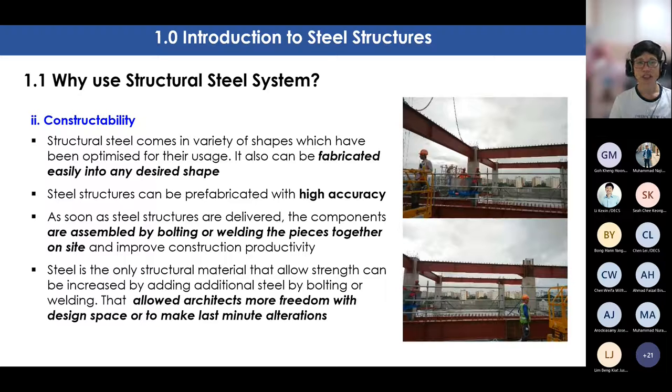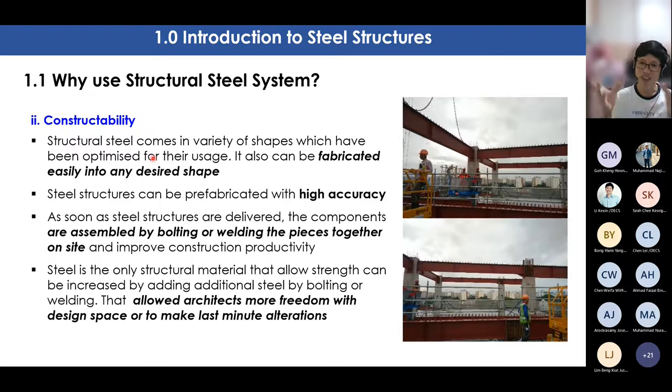Another thing is constructability. Steel structure can come in a variety of shapes, right? They have the I-beam, the channel, the UB, and the hollow section. So they have many shapes. These shapes have been optimized. You know, the I-beam, why did it become an I-beam? It's optimized for its use. So that's why, for the steel structure, the weight itself is heavier than RC.